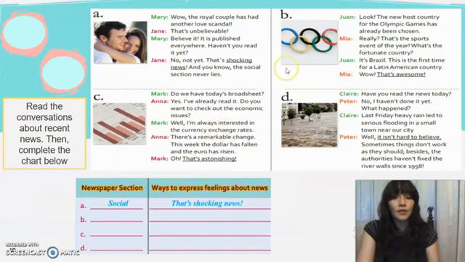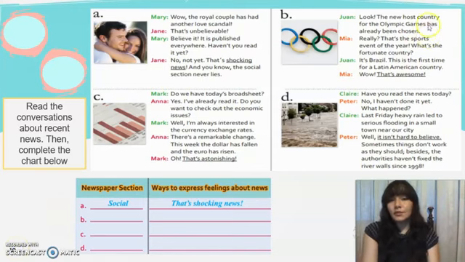So here we have another activity. To do this activity, you have to read the following comments and you have to classify the information according to the ways to express feelings that you can find here. And also you have to identify to which newspaper section these comments correspond. So you have to pause the video and come back to check the results.